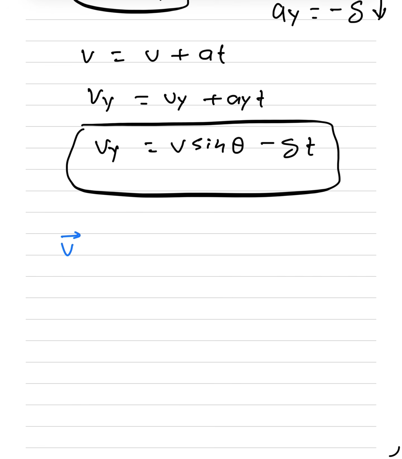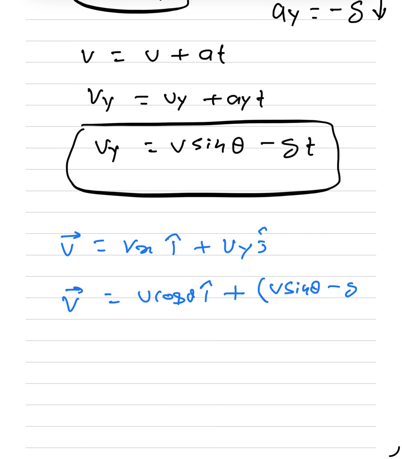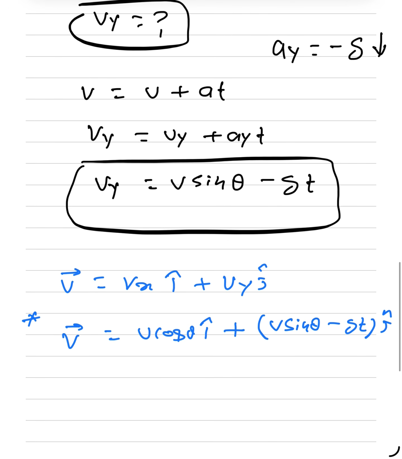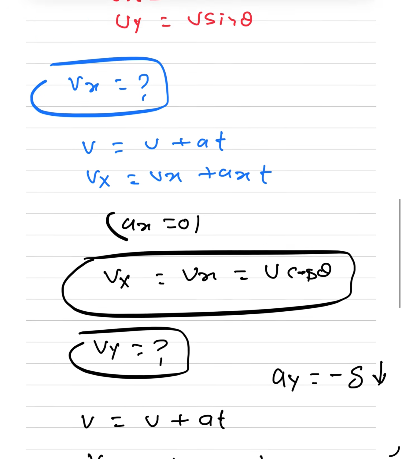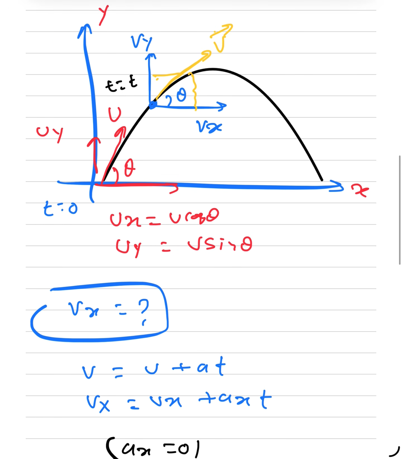And if we want to calculate the total projectile velocity, vector v equal to vx i cap plus vy j cap, vector v equal to u cos theta i cap plus (u sin theta minus g t) j cap. This is the value of the projectile velocity after t time from the projection.